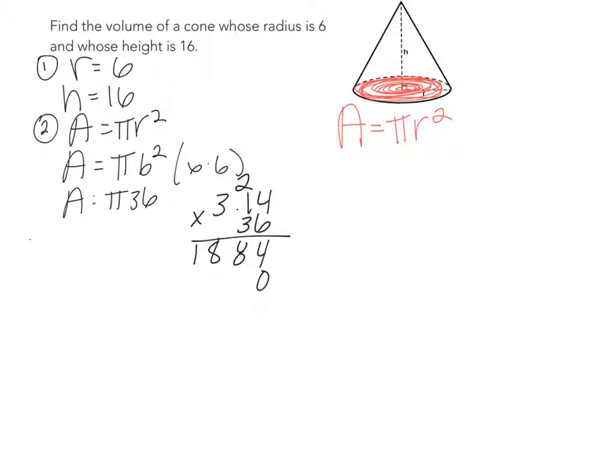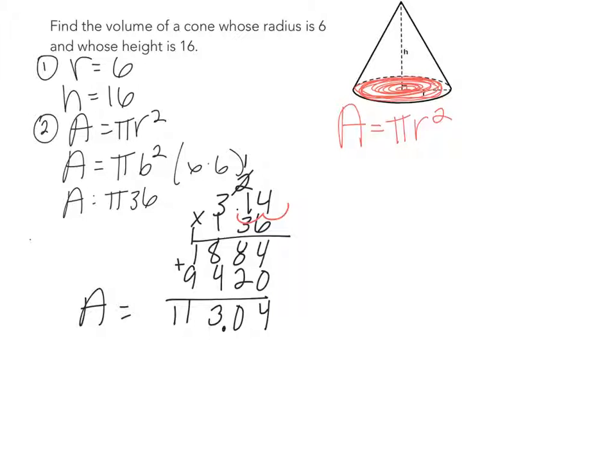Placeholder. 3 times 4 is 12. 3 times 1 is 3, plus 1 is 4. And 3 times 3 is 9. Add up these numbers. 4 in the ones place. 10 gets carried over. 8 plus 4 is 12, plus 1 is 13. And 9 plus 2 is 11. But don't forget the decimal point. So, the area of the circle is 113 and 4/100ths.